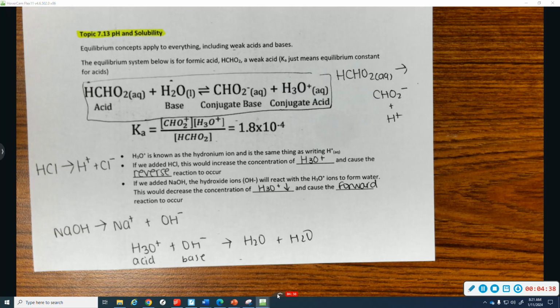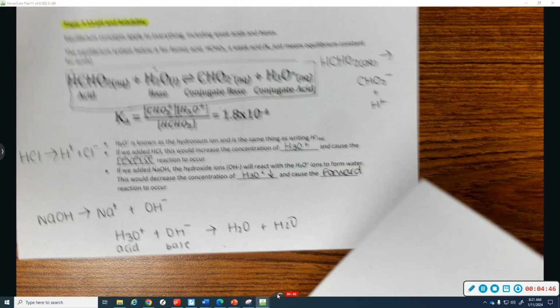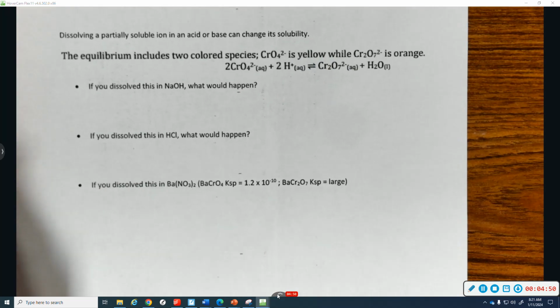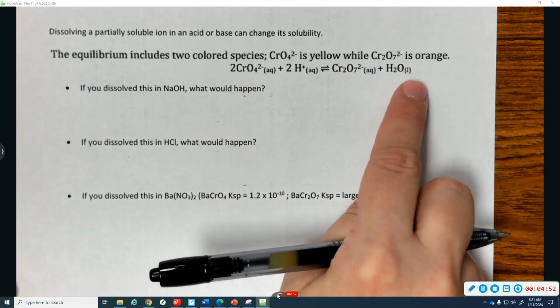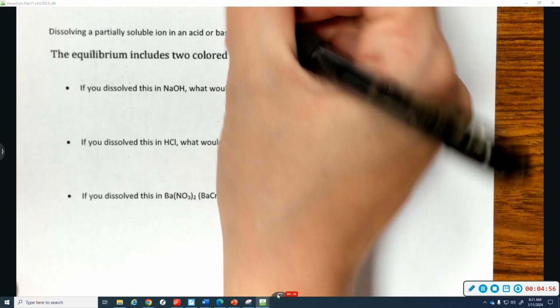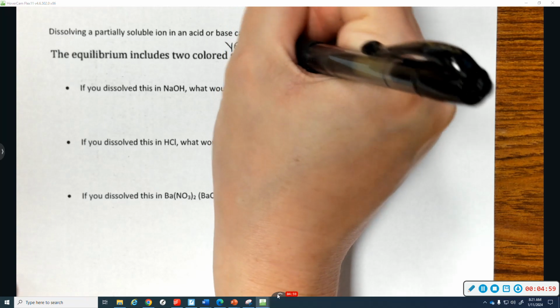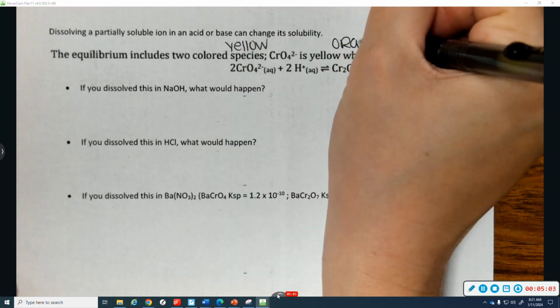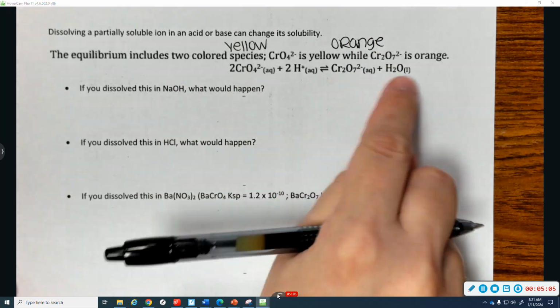Now let's look at them with an equilibrium system and how pH can affect a system. That's not just formic acid. Okay, so here we have this equilibrium system for chromate and dichromate. Chromate is a yellow color, and dichromate is orange. This is its equilibrium reaction.